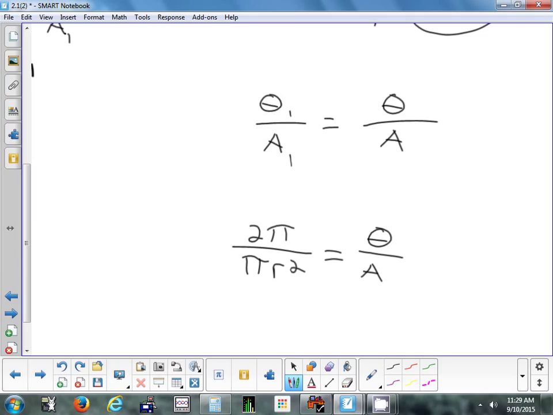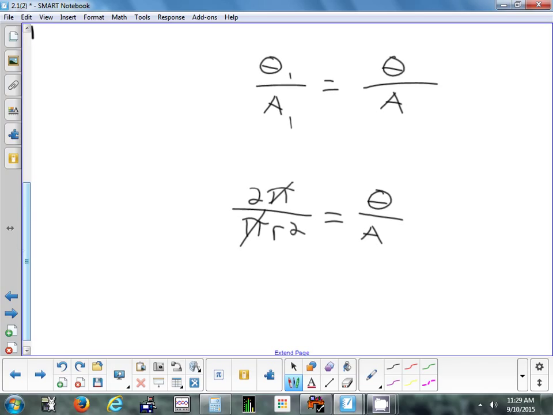Yeah, we got the same thing in the top and the bottom. Pi and pi. All right, so let's write out what we have. We have 2 times A equals, what's on the other side? Good. Radius squared times theta.